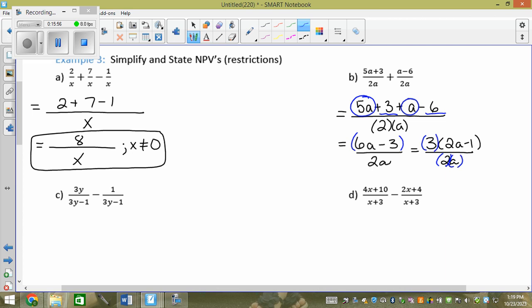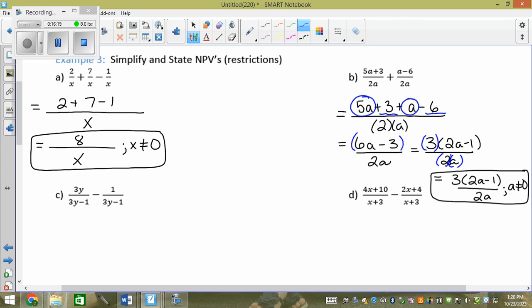No. So really, I like this answer, and this answer is fine, but the way it'll look on the test is 3 bracket 2a minus 1 over 2a, and then they'll say a can't equal 0. So they just won't put those extra brackets around the monomial, but there's nothing wrong if you do, but the multiple choice will not have those extra brackets, okay? So don't be like, it's not the same.